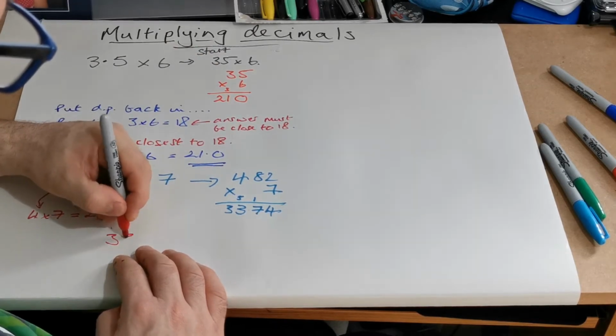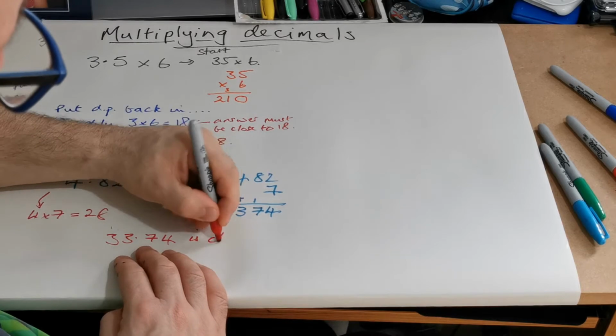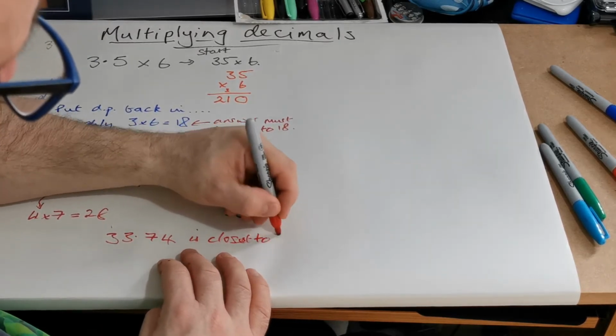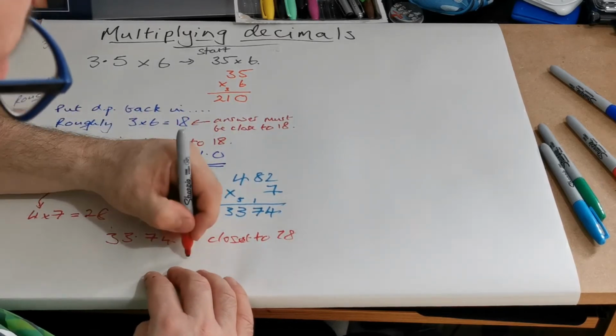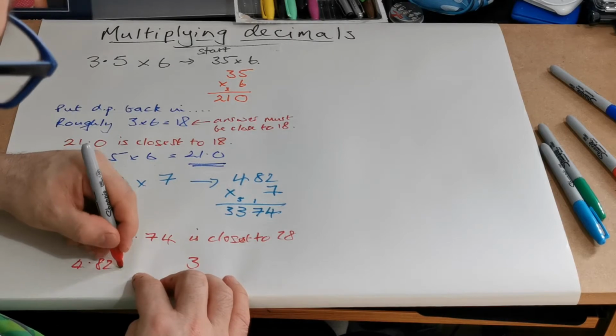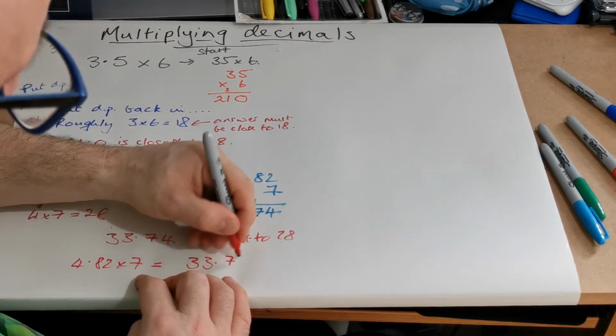So 33.74 is closest to 28. That's clearly my answer. So 4.82 times 7 is equal to 33.74.